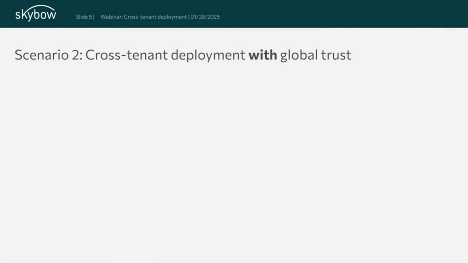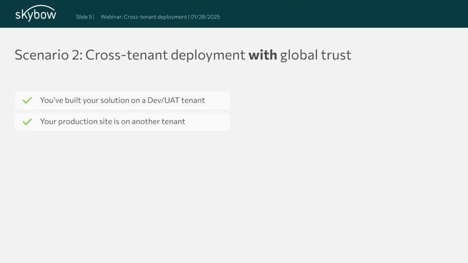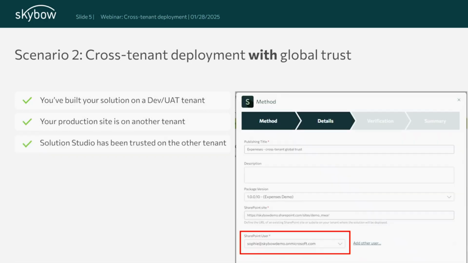The second one is already a cross-tenant deployment, but this time again with a global trust. So you've built your solution again on a dev or UAT tenant, this time on another tenant, and your production site is on another tenant. Solution Studio has been trusted on this tenant as well. So you also went to the dialog where you create your first solution, the one we saw before. You trust that tenant, and then Solution Studio is trusted on that as well. Therefore, you can also do a direct deployment.